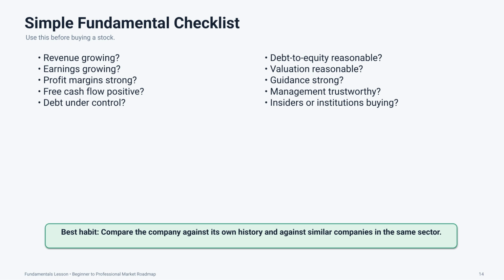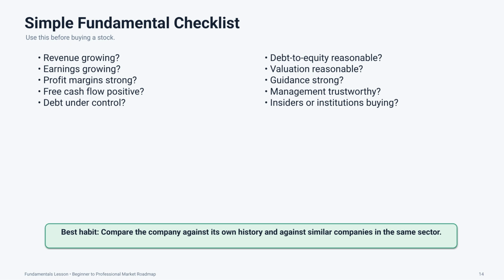Is free cash flow positive? This shows whether the company is producing real cash. Is debt under control? Too much debt can create risk, especially when interest rates are high. Is the debt-to-equity ratio reasonable? This helps us understand if the company is using too much leverage. Is the valuation reasonable? Even a great company can be a bad investment if the price is too high.